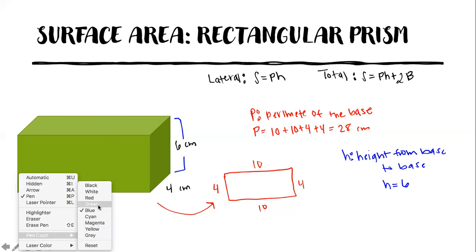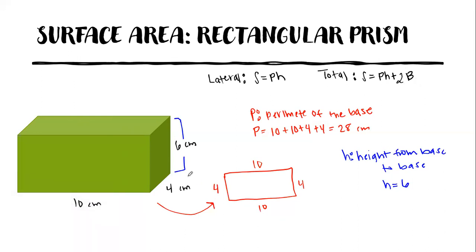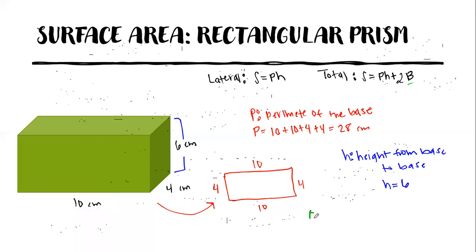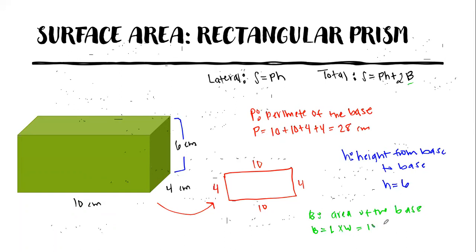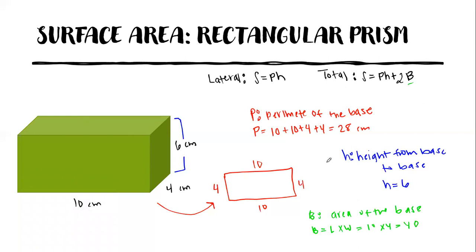What does capital B stand for? Area of the base. So capital B is the area of the base. How do I find the area of a rectangle? Yeah, 10 times 4. So length times width. So 10 times 4 will give me 40. So once you find your P, your H, and your capital B, all that is left is plugging it into your formula.